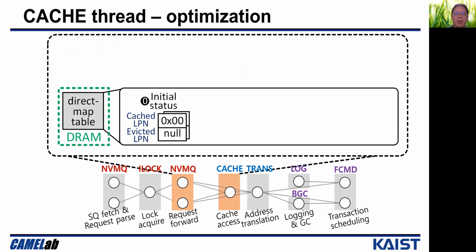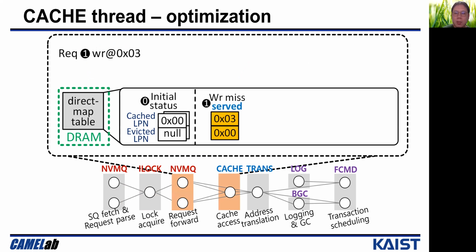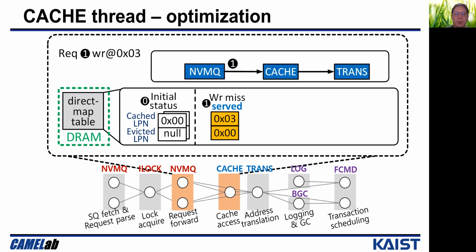Here's an example to show how the cache thread works. We build a direct map table. Each entry records a logical page number of the cached data. We call it the cached LPN. The data to be evicted, we call the evicted LPN. Let's assume page 0x00 is cached in the DRAM buffer. When a write request comes, NVMQ checks and finds the request misses in the DRAM buffer. To serve the request, page 0x00 needs to be evicted. So NVMQ revises the direct map table by moving 0x00 to the evicted LPN and recording 0x03 into the cached LPN. NVMQ then forwards the request to the cache thread.